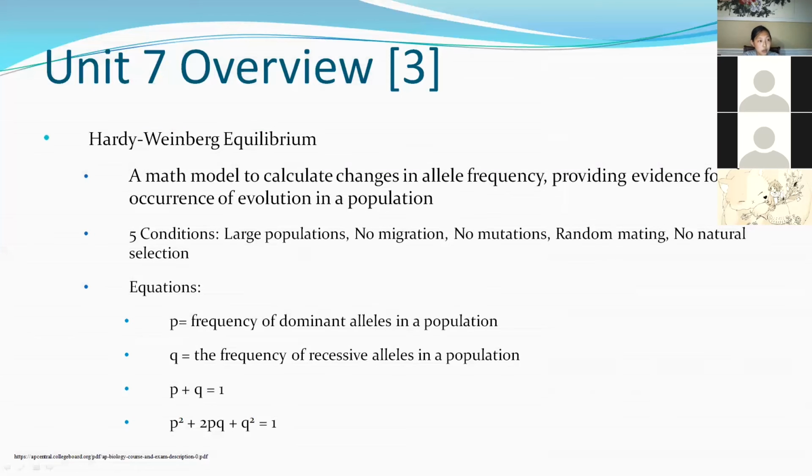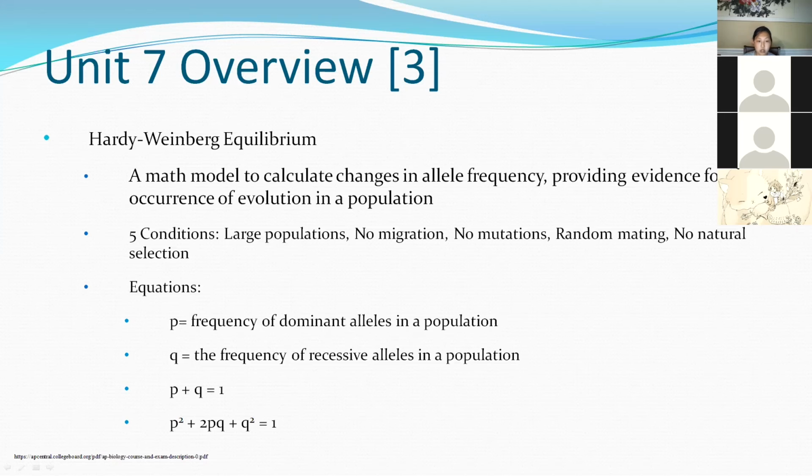Then another large part of Unit 7 is the Hardy-Weinberg equilibrium. This is just a math model to calculate changes in allele frequency, providing evidence for the occurrence of evolution in a population. In short, it's just a bunch of math equations to allow you to predict how alleles will change. There are 5 big conditions: this must be tested on a large population, there can't be any migration, there can't be mutations, and there can't be random mating. I mean, there has to be random mating, and there can't be natural selection.